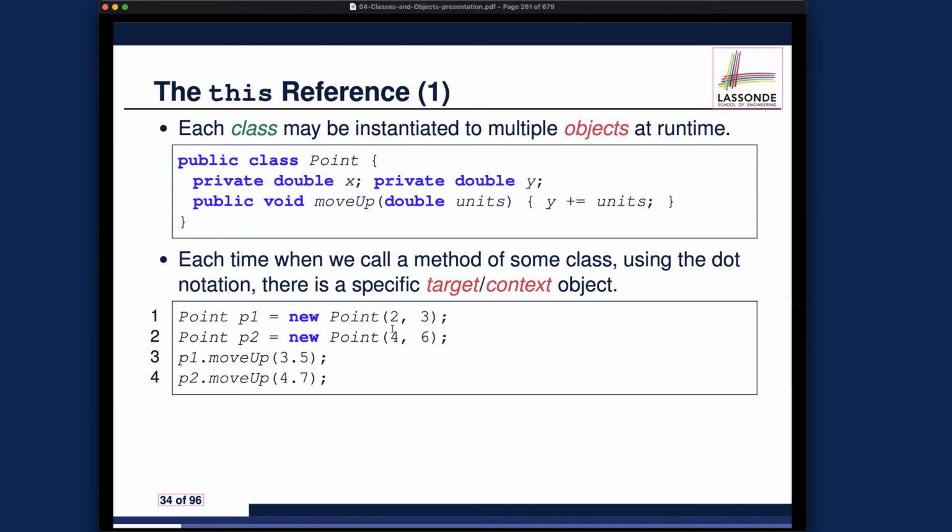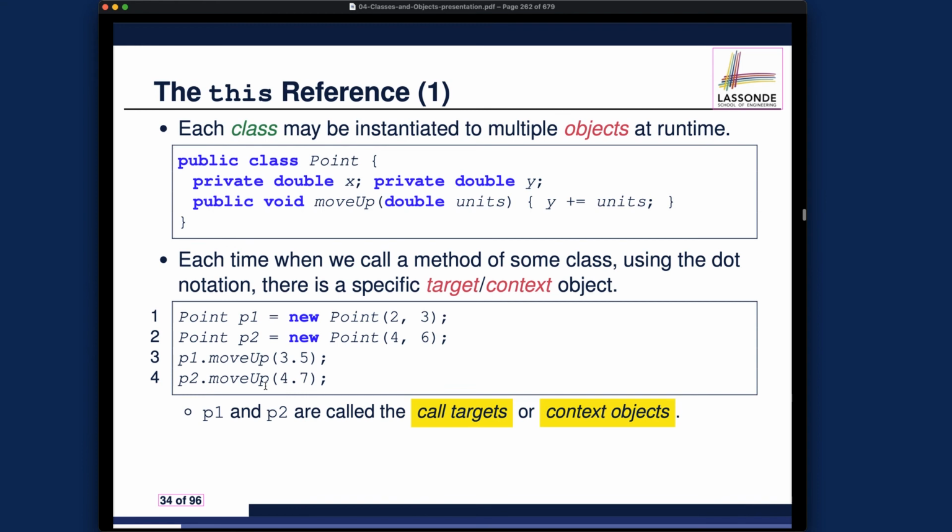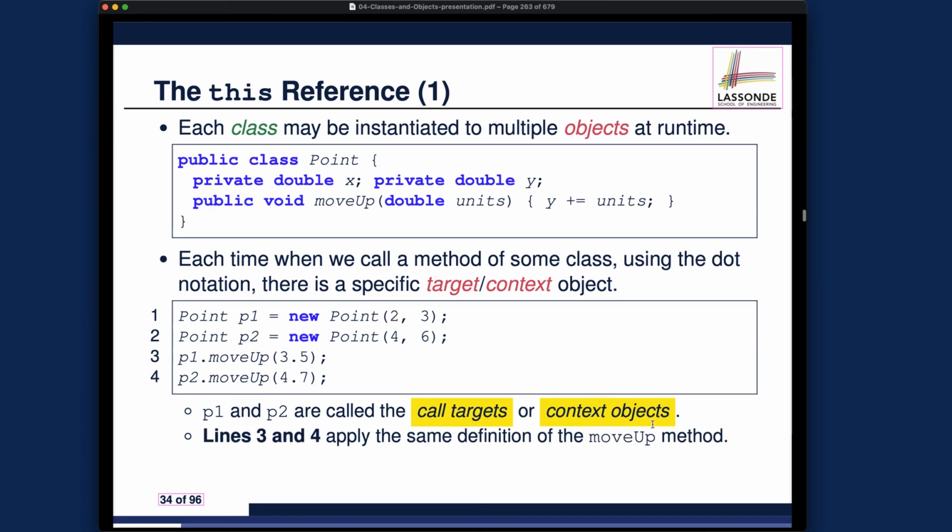All right, let's now take a look at this piece of code. We got P1 and P2 being created, and then we say P1 and P2 being the context objects for the same method call, right? The two method calls of the same method. You can see we're calling move up, we're calling move up as well, right? So here is the question. First of all, P1 and P2, they are the call targets or context objects. They are different for sure. And then in lines 3 and 4, we're calling the same method twice with a different context object.